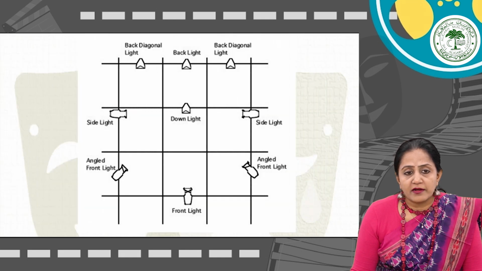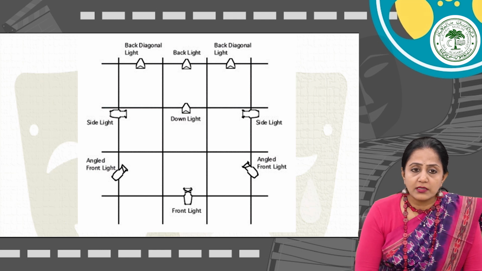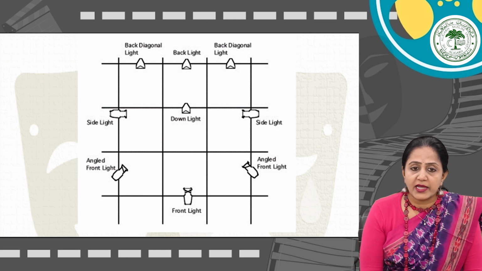Then this is another diagram that shows you the arrangements of light. You can see that on the back side there are three: back diagonal light, backlight, and back diagonal. So there are two on the sides, left and right, and those are diagonal lights. Then the central one is simply backlight.